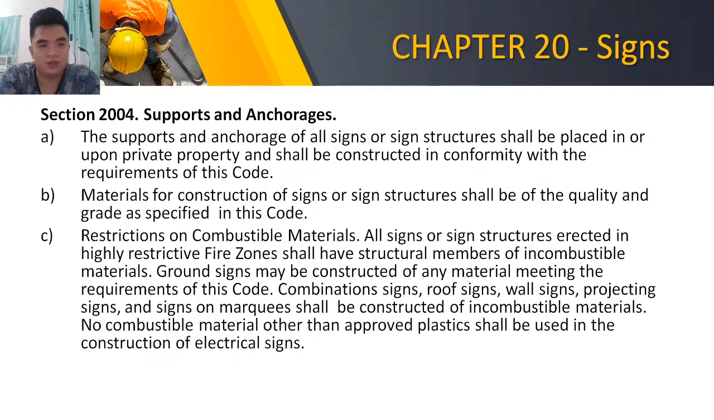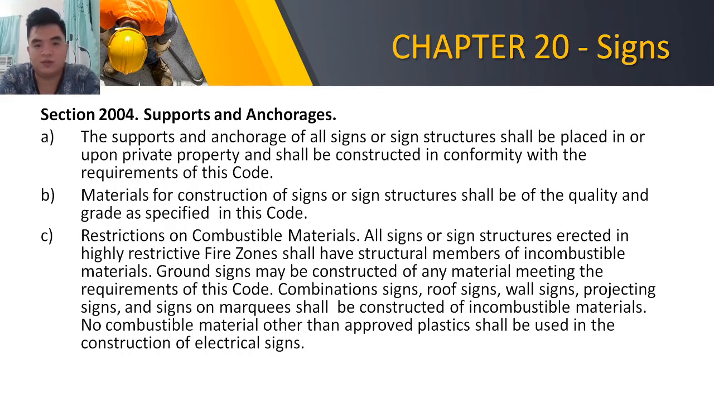Section 2004, supports and anchorage. The supports and anchorage of all signs or sign structures shall be placed in or upon private property and shall be constructed in conformity with the requirements of this code. Materials for construction of signs or sign structures shall be of the quality and grade as specified in this code.